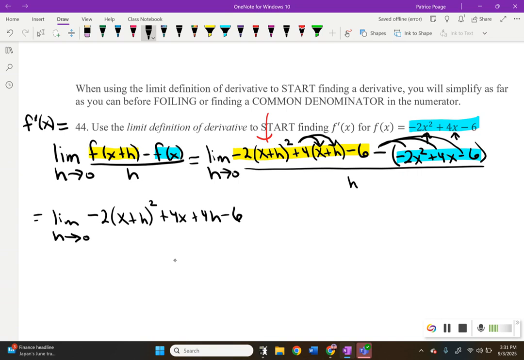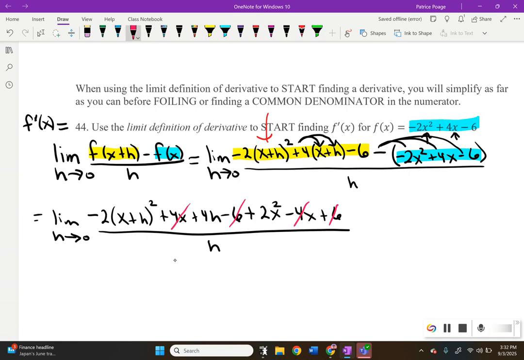That's all over h, so I can cancel some of this: 4x minus 4x, negative 6, positive 6. What I have left is the limit as h goes to 0 of negative 2 times x plus h squared plus 4h plus 2x squared, all over h. That's where I have to stop, because to go any further I'd have to FOIL out the x plus h squared, and it says to stop right before FOILing or finding a common denominator. So that's where I would stop on that one.